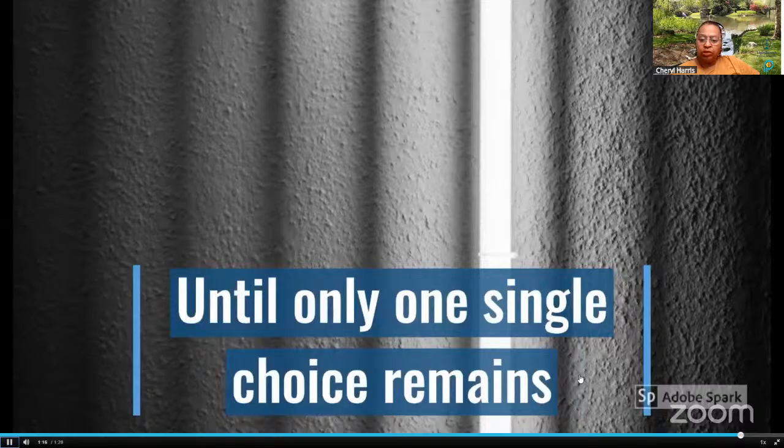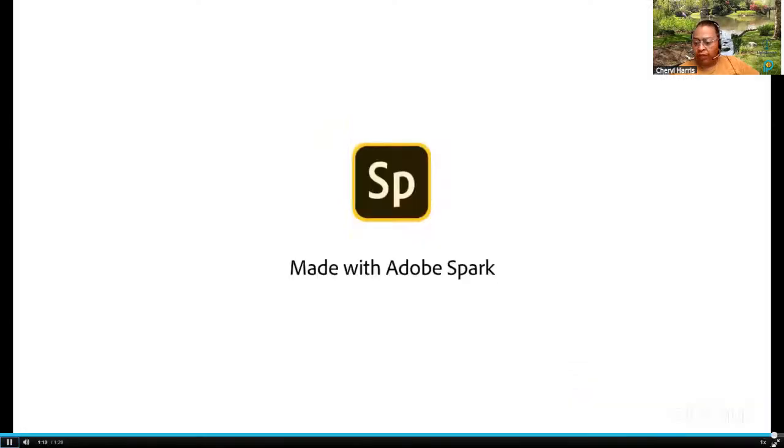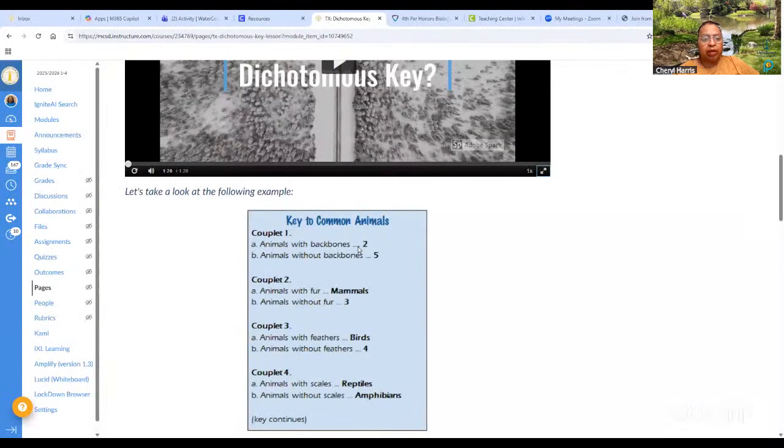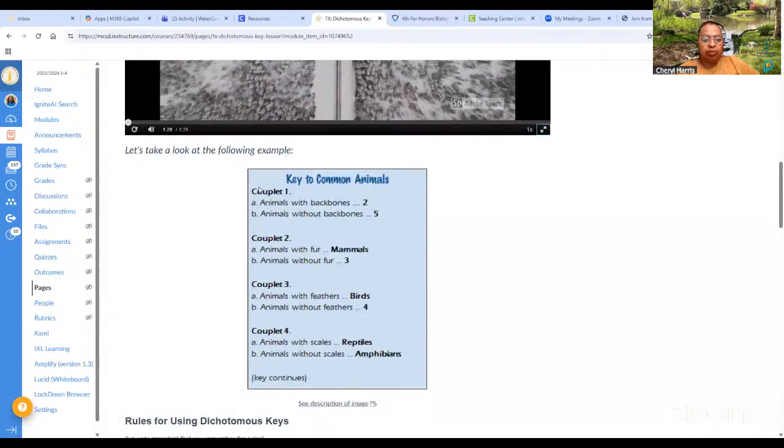And it keeps going until you have one choice, and they usually give you a name at the end of that choice. So this is an example of what they mean by a couplet. You have two statements, A and B. So couplet number one, you're looking at something, and the backbone is the characteristic. So they're either saying the animal has a backbone or the animal doesn't. If it does have a backbone, it tells you to go to step two. Go to step two, they're looking at fur. Does the animal have fur? If it does, then it's a mammal. If it doesn't, you have to go to step three. When you go to step three, they're looking at feathers. Does it have feathers or not?